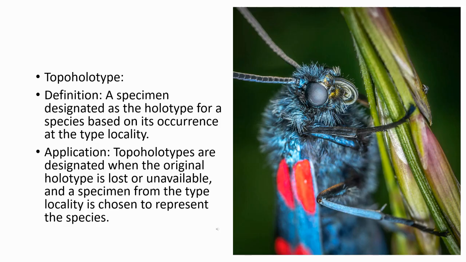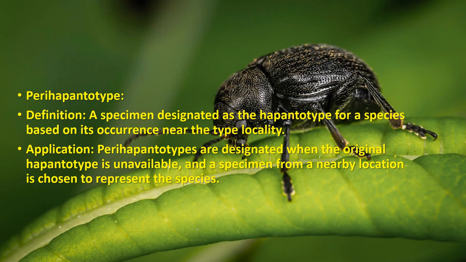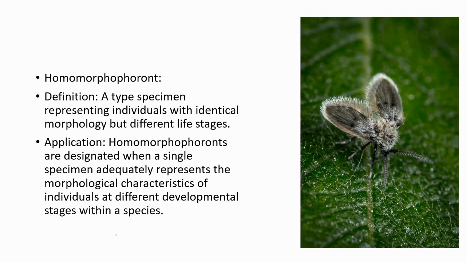Topoholotype, a specimen designated as the holotype for a species based on its occurrence at the type locality. Topoholotypes are designated when the original holotype is lost or unavailable, and a specimen from the type locality is chosen to represent the species. Perihapontotype, a specimen designated as the hapontotype for a species based on its occurrence near the type locality. Perihapontotypes are designated when the original hapontotype is unavailable, and a specimen from a nearby location is chosen to represent the species.